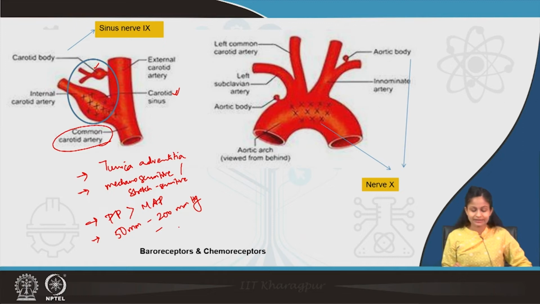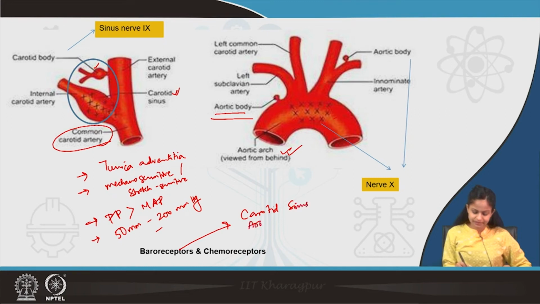And besides the carotid sinus in the internal carotid artery, we have baroreceptors also present in the wall of the aorta, that is the aortic arch, which consists of the aortic body. So, this is also a baroreceptor. So, the baroreceptors, if we conclude, are the carotid sinus and the aortic body. So, these are the baroreceptors.